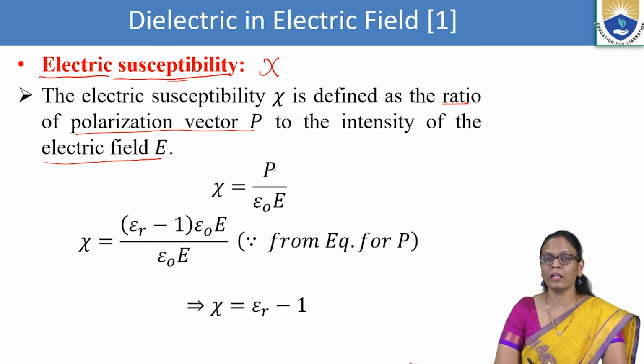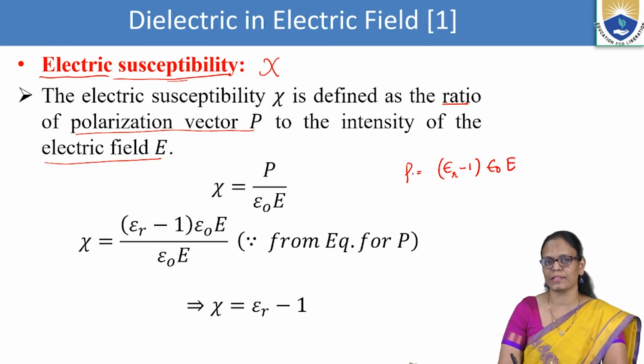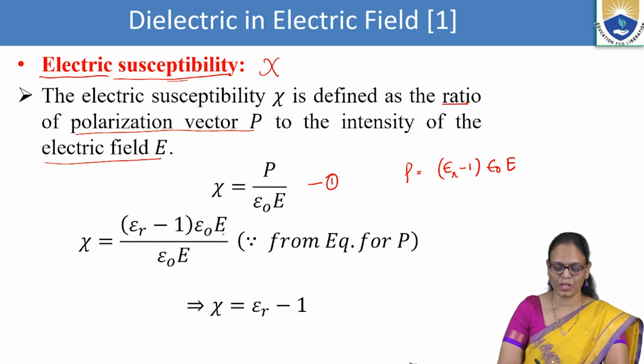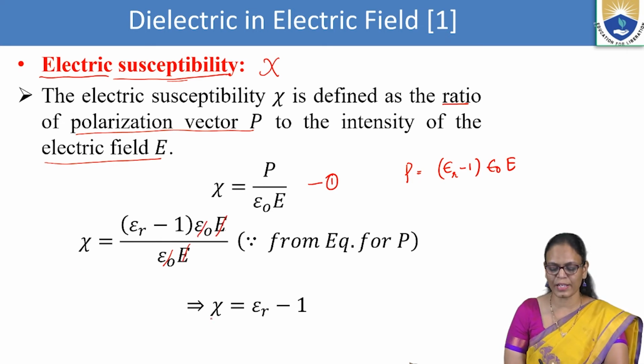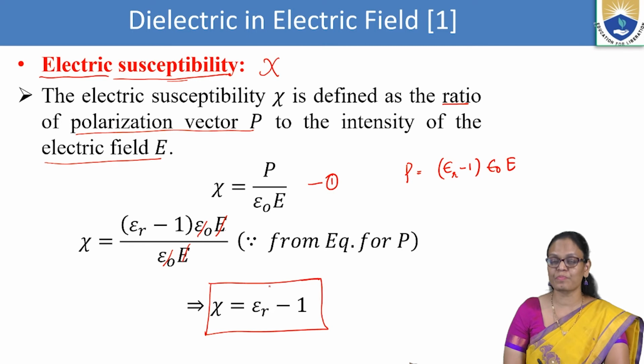Now we have already got the formula for P. What is P equal to? We got in the previous step that it is (epsilon R minus 1) into epsilon naught E. This is the expression for polarization. I am going to substitute this into equation 1. We get (epsilon r minus 1) into epsilon naught E by epsilon naught. So epsilon naught E gets cancelled, and we are left with chi equal to epsilon r minus 1. So the susceptibility is given by epsilon r minus 1.